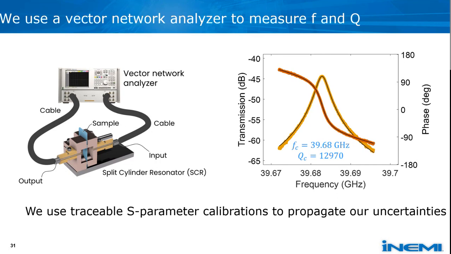And we can propagate our uncertainties from the measurement as well as from the fitting. And so we can use traceable S-parameter calibrations, courtesy of the S-parameter calibration services at NIST Boulder, which conveniently is located within our group. And we can combine their traceable calibrations with our own fitting so that we can propagate all the uncertainties coming from the S-parameter calibration, from the fitting, and from the measurements.